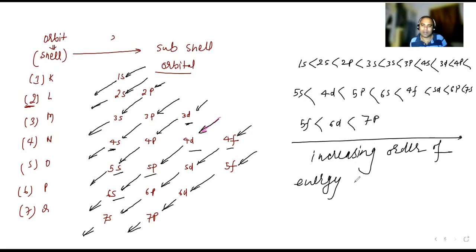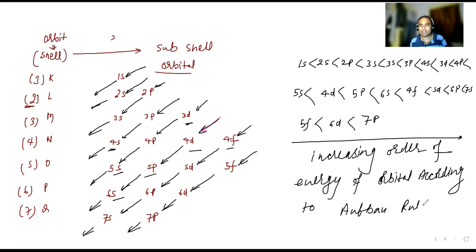So, increasing order of energy of orbital. This is according to the rule. I'm writing the rule name also. This is by an American scientist. According to the Aufbau rule. This is given by the Aufbau rule. There are many more rules, but we will study those later on where required.